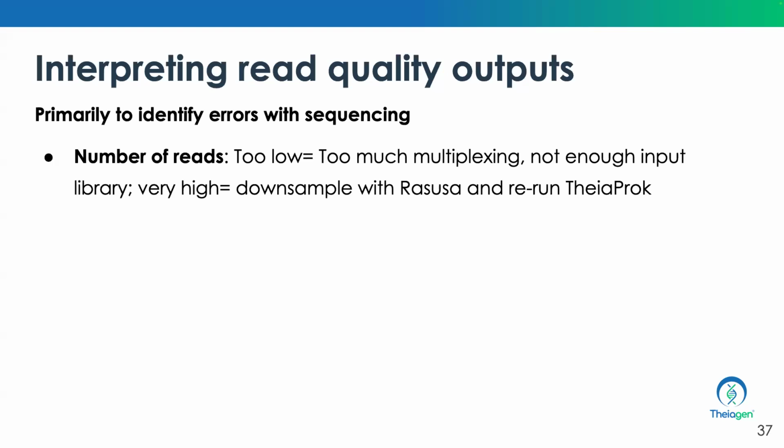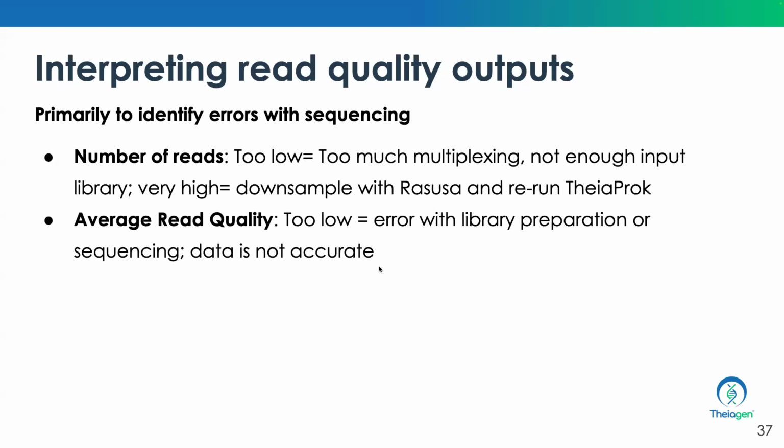There is another workflow called Rasusa that you can use to downsample your reads. As you would expect, most of these reads will be duplicates, so they add no value. Essentially, you're just making your assembly process longer. So you can downsample and then run TheiaProk.